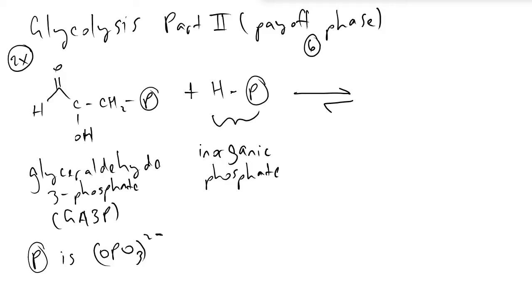Also to note, I will be abbreviating OPO3 2- as this P with an underline, with a circle around it, just for the sake of simplicity and to try to keep things a little bit cleaner so people can follow more easily. And so in step 6 of glycolysis, we will do our very first oxidation reaction. And the key atom to look at is this carbonyl carbon in our aldehyde of glyceraldehyde 3-phosphate.